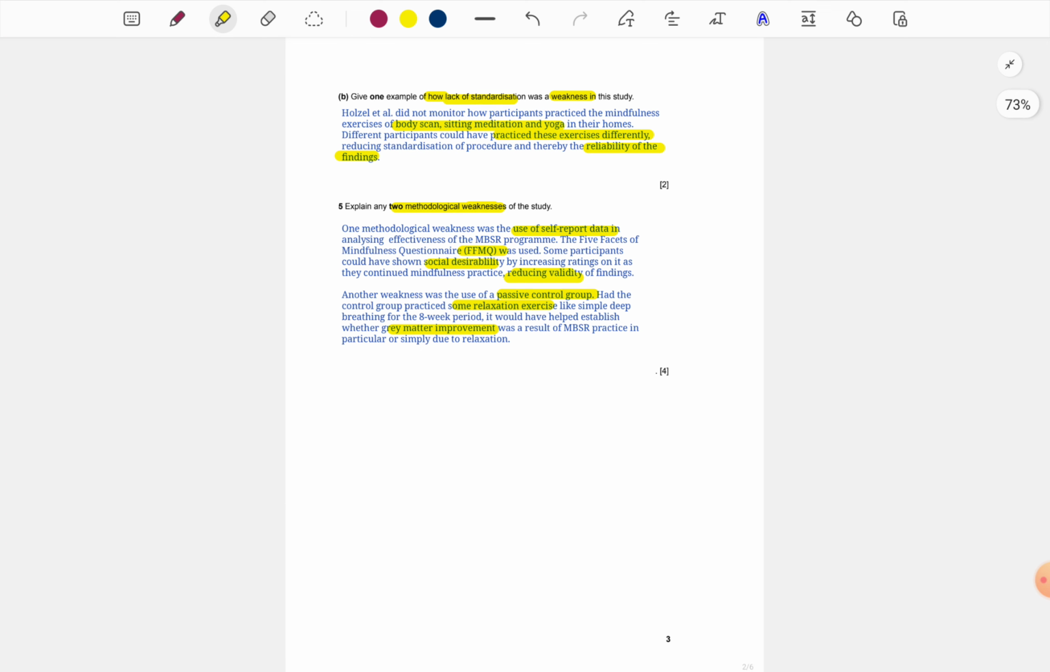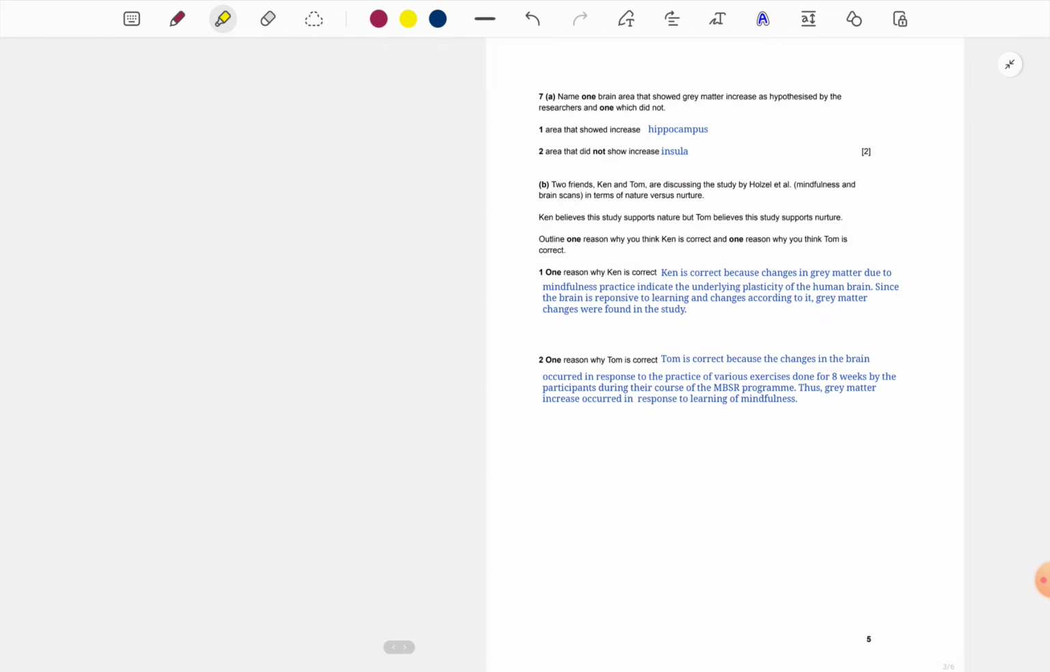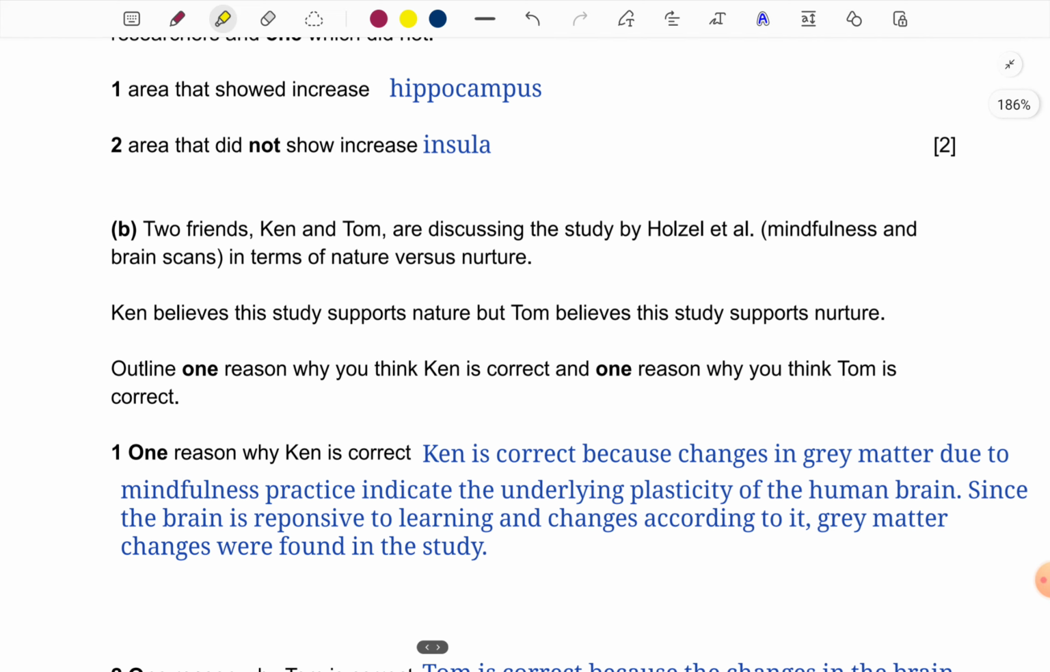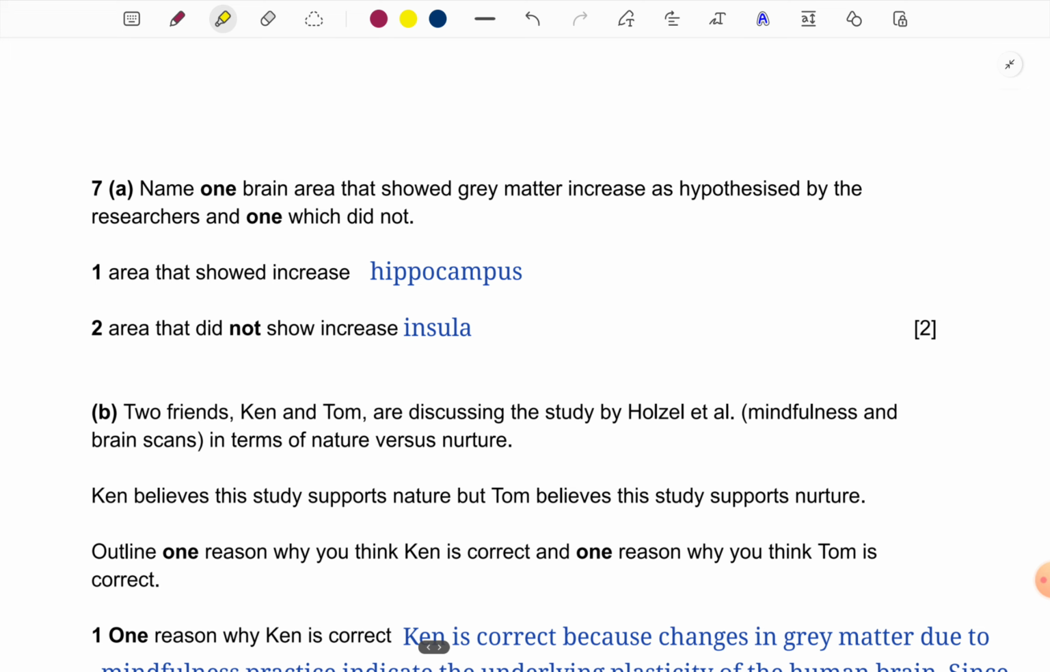Okay, so these were some evaluative questions. I'm definitely not going through the whole worksheet. I'm going through selected answers just to see a variety of different types. So again, there is a descriptive question. Name one brain area that showed gray matter increase as hypothesized by researchers and one area which did not.